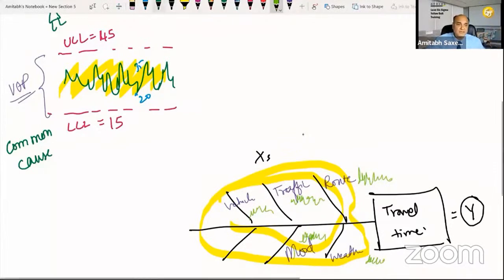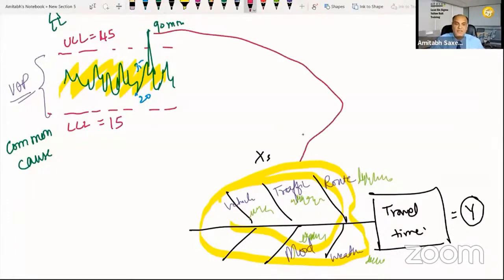But suppose in one day, I took, say, 90 minutes, then I can give you one specific reason. Today, my vehicle broke down. We call it special cause variation. So whenever I go out of control limits, we call it an out of control process. I say there is a special cause variation in my process. I hope you understand this. I understood what is common cause variation, special cause variation.